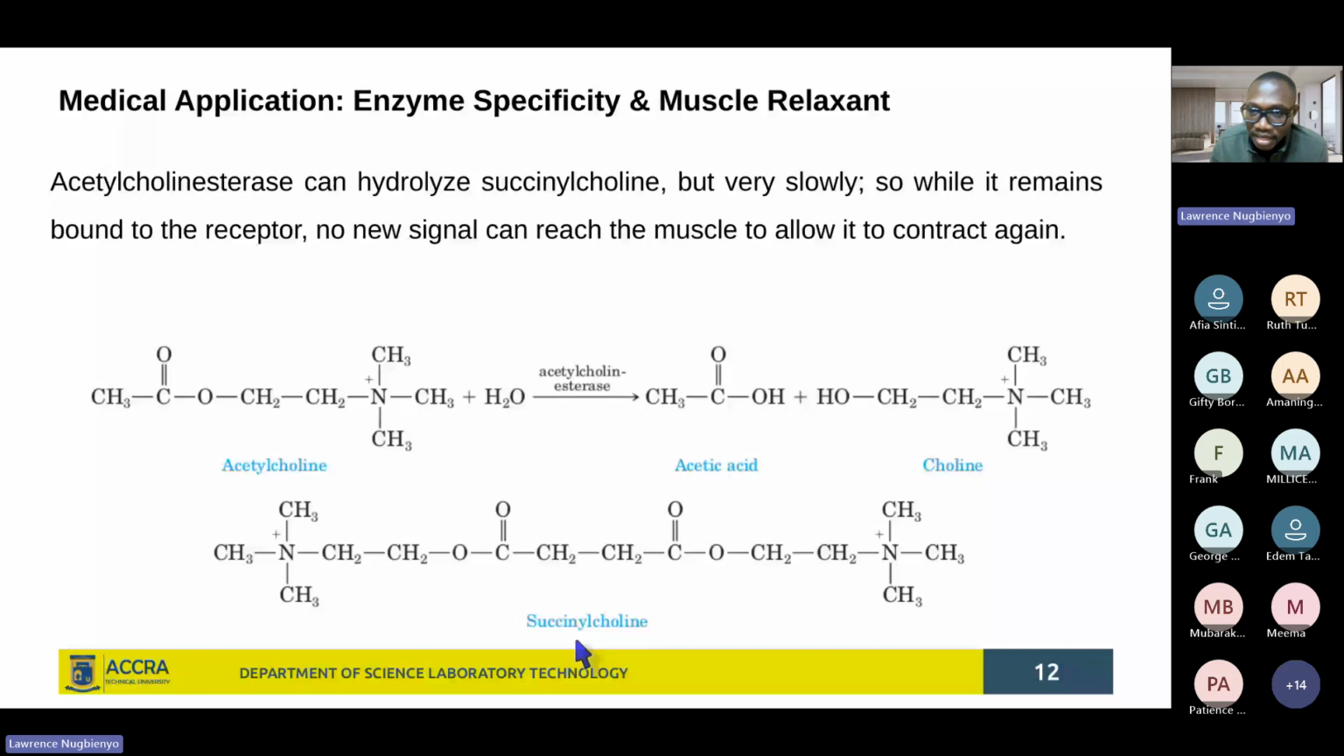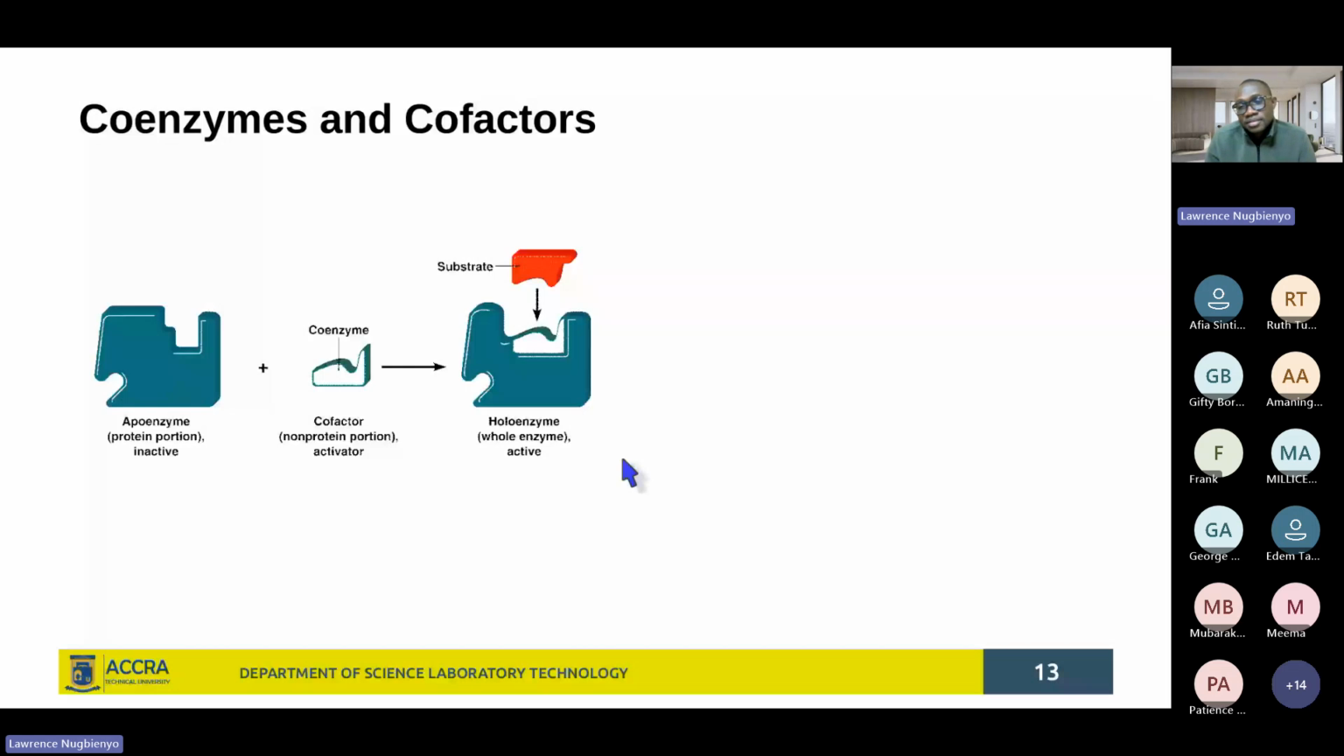Okay, so it was a very practical one. So that you know that you are not just studying these things like in a vacuum, but they are actually very practical things. Now we can continue to coenzymes and cofactors.